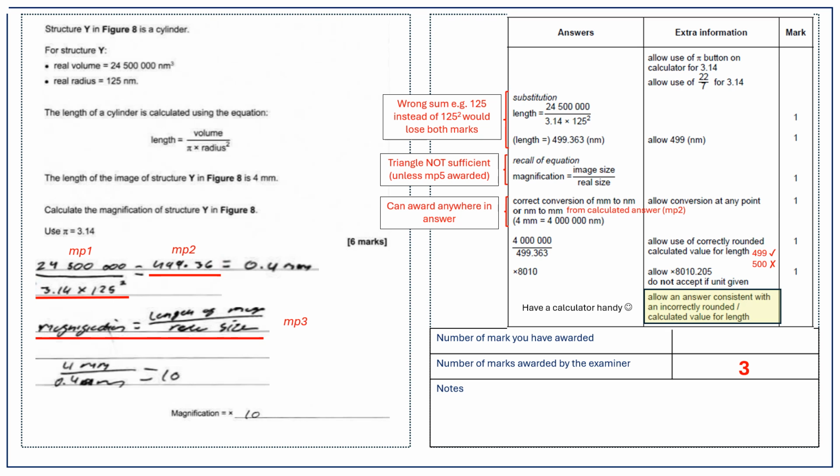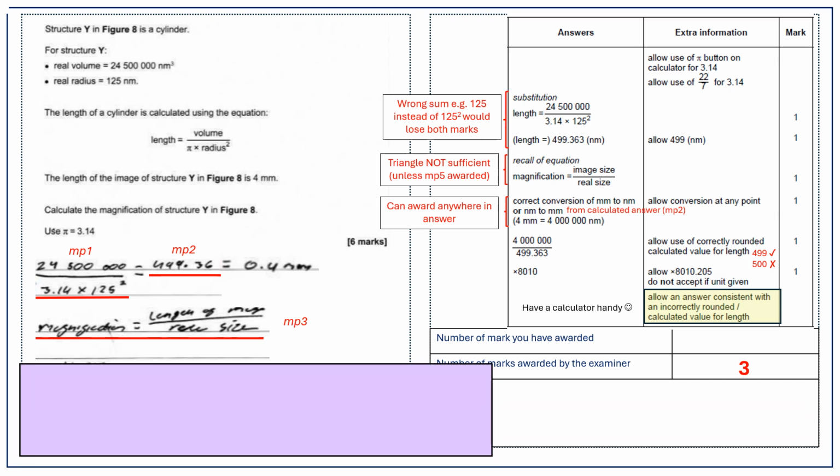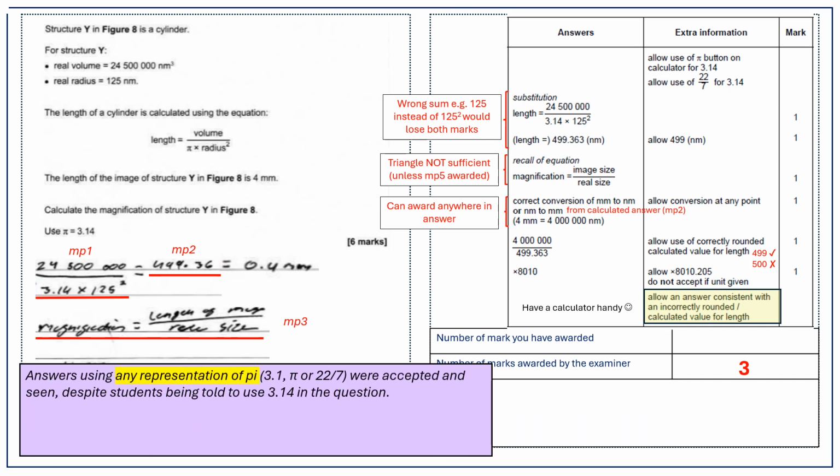A few key pieces of information from the examiner report as well. The first one being that any representation of pi, despite the question asking students to use 3.14, was creditworthy and accepted. This again means that from the very off, there are multiple correct answers that students could be giving, and it's really important to have your calculators ready in order to check some of those.